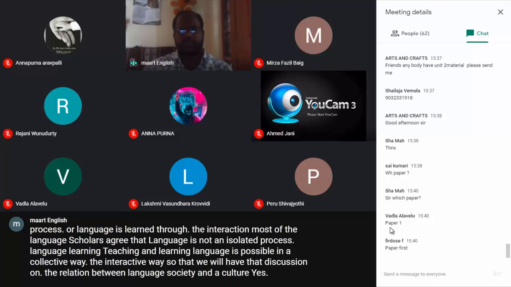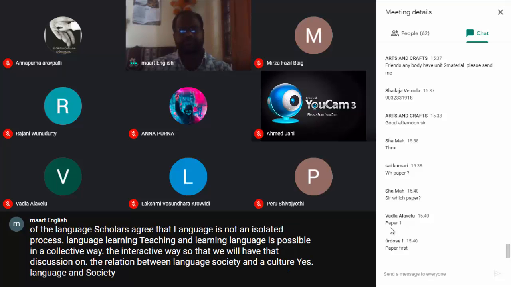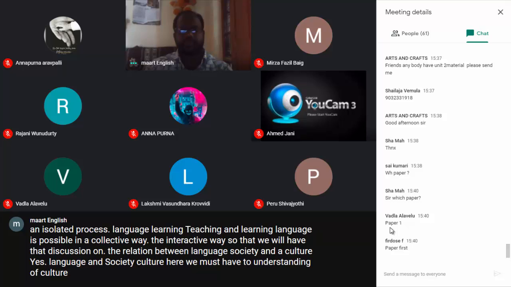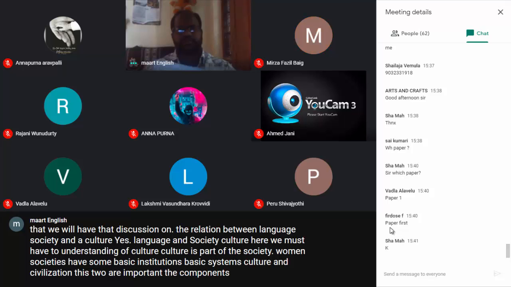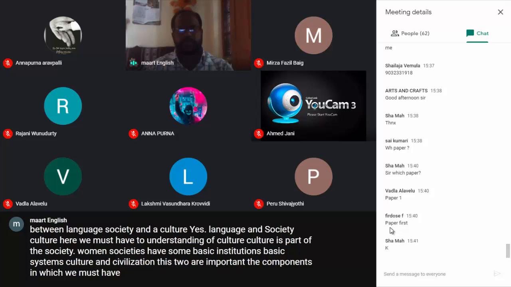Yes, language and society, culture. Here we must have the understanding of culture. Culture is part of the society. Human societies have some basic institutions, basic systems, culture and civilization. These two are important components of which we must have the definition. What is culture? What is civilization?